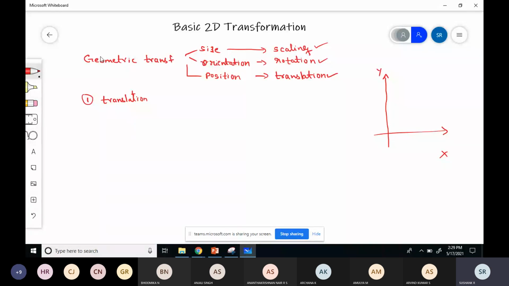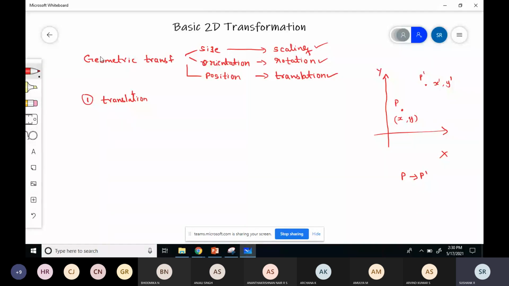I want to move a point from this position, x comma y, to another position, x dash y dash. I want to move a point with its coordinate position x comma y to a new coordinate position x dash y dash. I'll call it p dash. What I want to do is move a point from p to p dash.